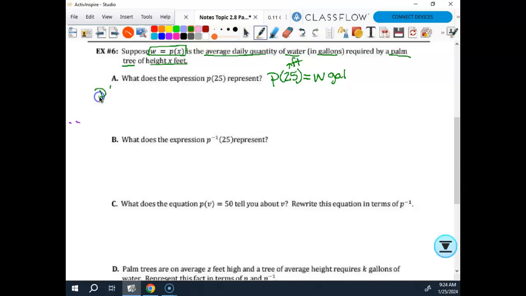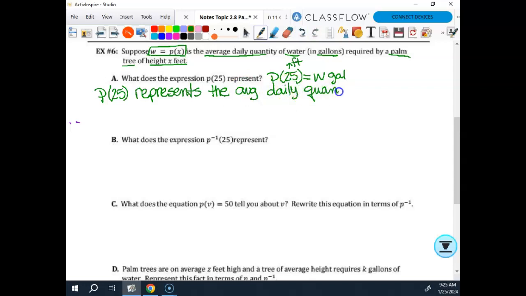So P of 25 represents gallons of what? Water. Not only water, but it's the average daily quantity, right? So it represents the average daily quantity of water in gallons, gotta have units on there.